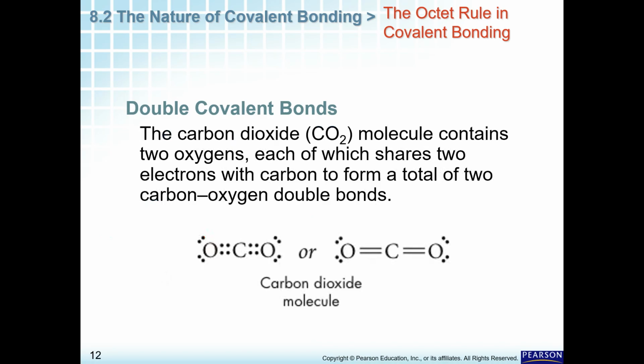Another example of something that has a double covalent bond is carbon dioxide, or CO2. In order to complete a full octet, we have to have both of those oxygens double bonded to carbon, and we can illustrate them again as 4 dots or 2 lines.